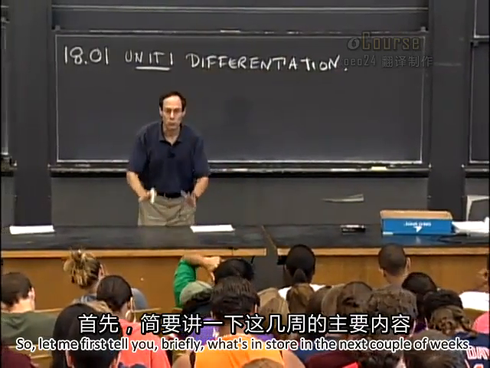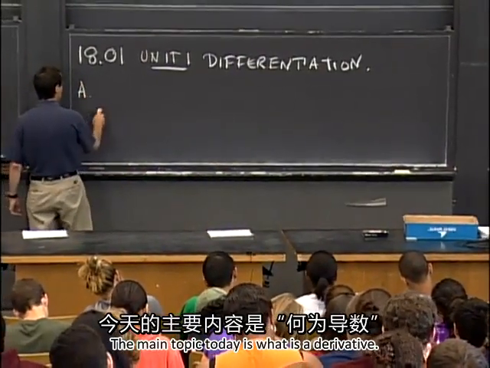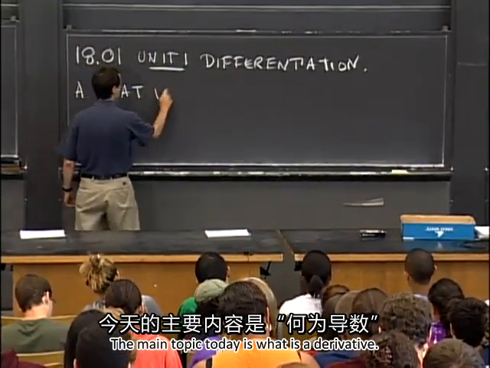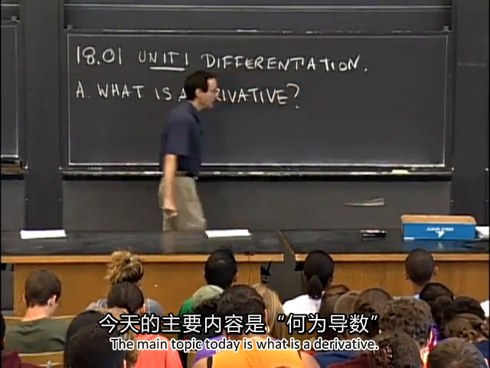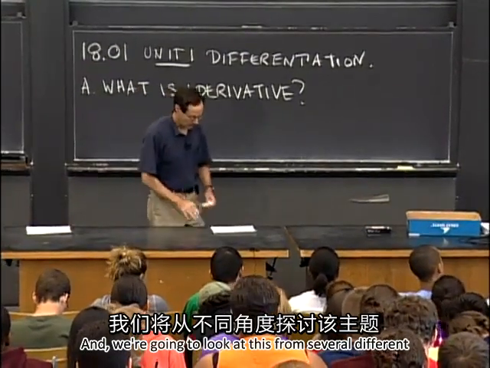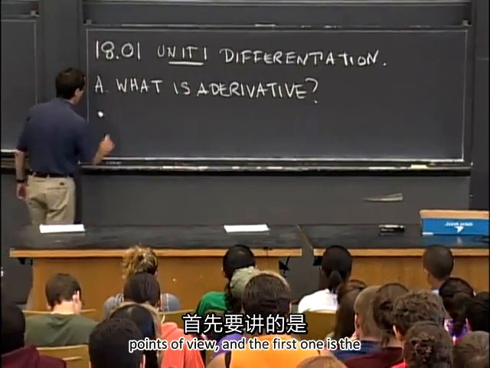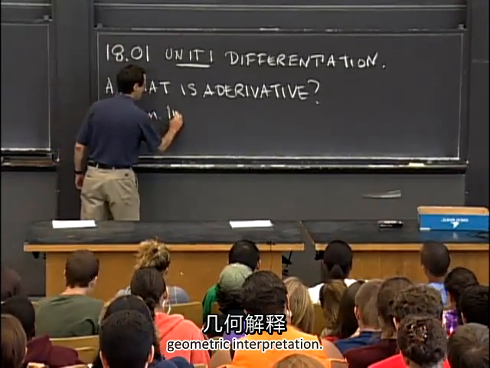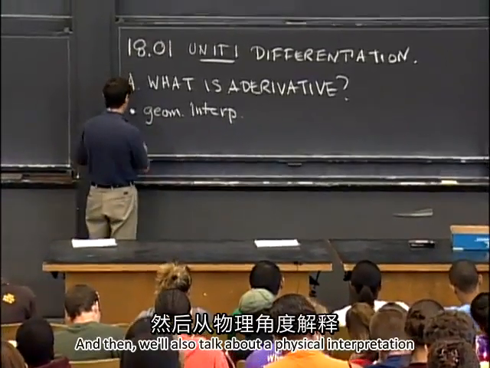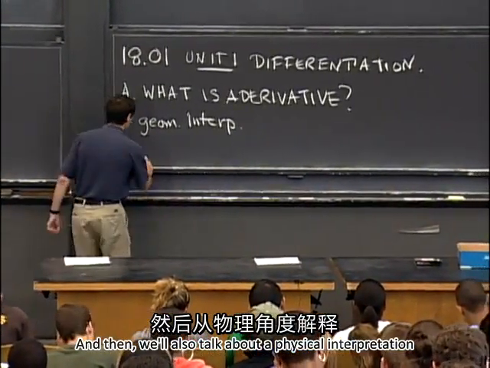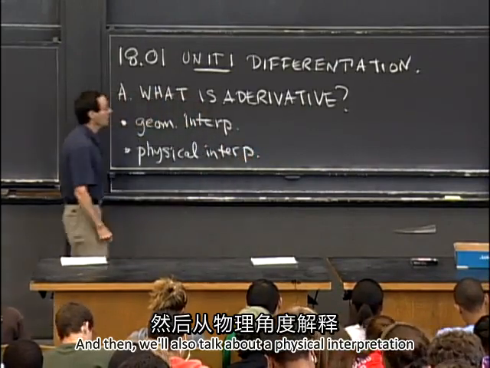So let me first tell you briefly what's in store in the next couple of weeks. The main topic today is what is a derivative. And we're going to look at this from several different points of view. And the first one is the geometric interpretation. And that's what we'll spend most of today on. And then we'll also talk about a physical interpretation of what a derivative is.